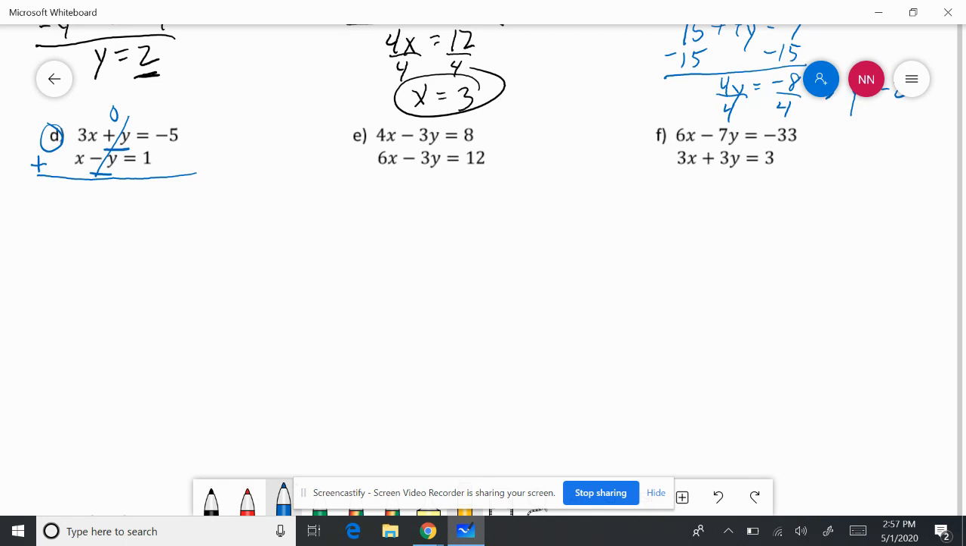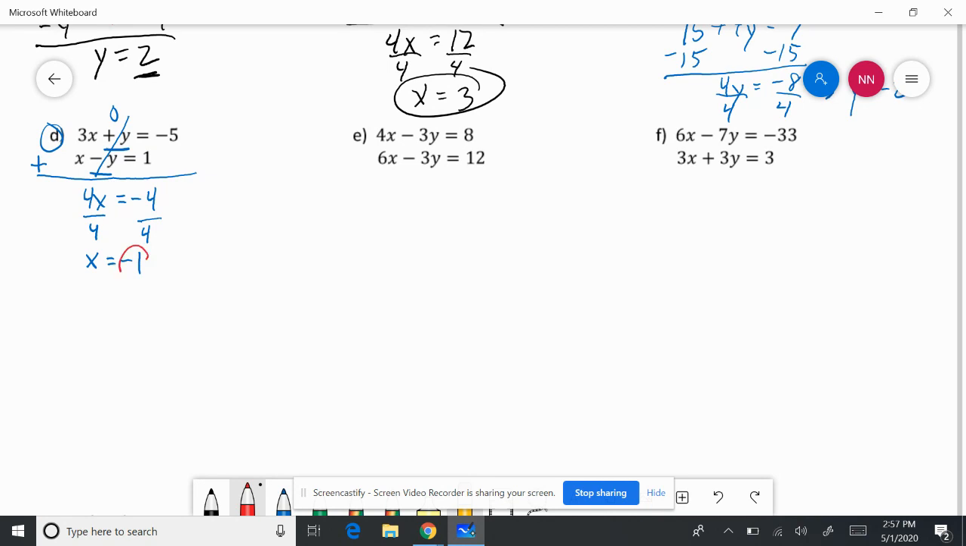to 0. So when we're adding these up, 3x plus x is 4x. Negative 5 plus 1 is negative 4. Now I'm going to solve for x. So I'm going to divide by 4, and I get x is equal to negative 1.